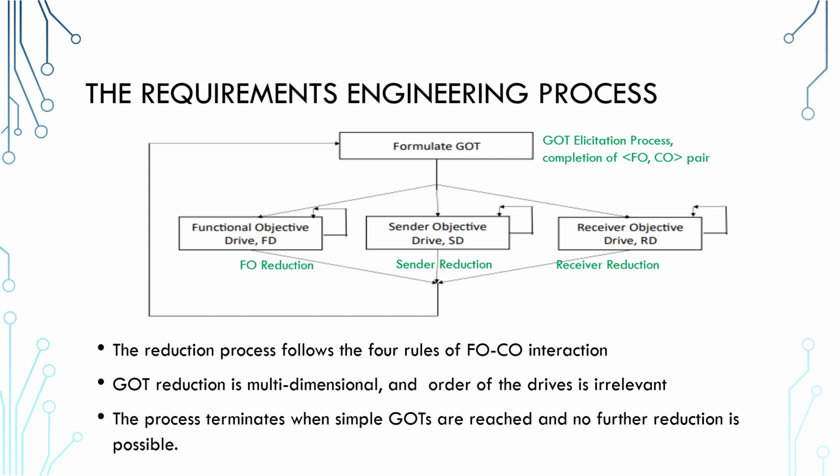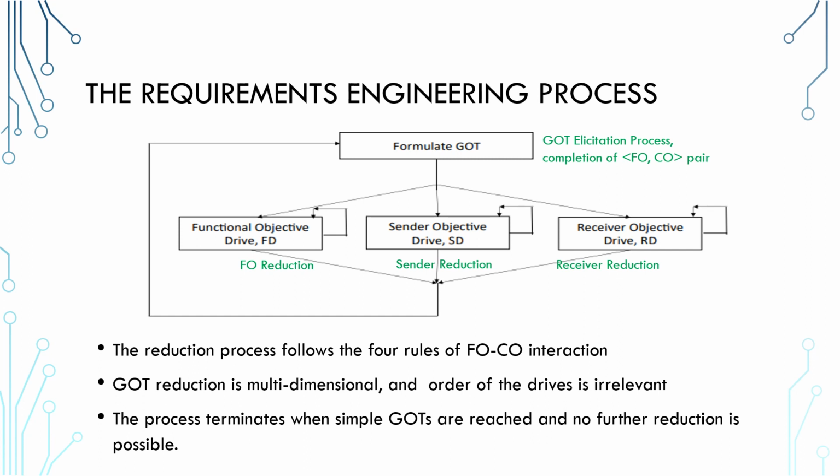GOT reduction is done along 3 dimensions: the functional objective, the sender, and the receiver. This gives us 3 drives: the FD drive, the SD drive, and the RD drive, respectively. In carrying out each of these drives, the next level of reduced FOs, senders, and receivers is determined, along with the nature of the FOs, senders, and receivers. That is, whether they are simple, complex, or abstract. We can go up to any level of depth in each of these drives. This is indicated by the self loop.